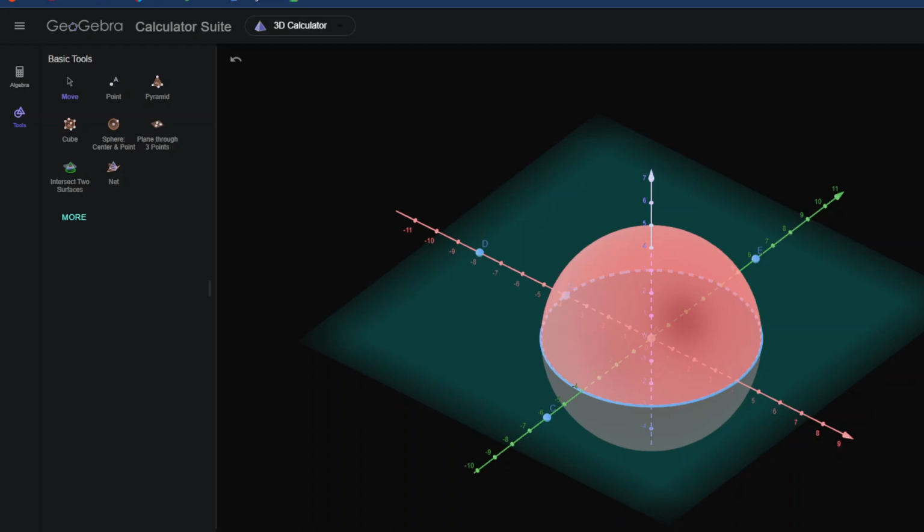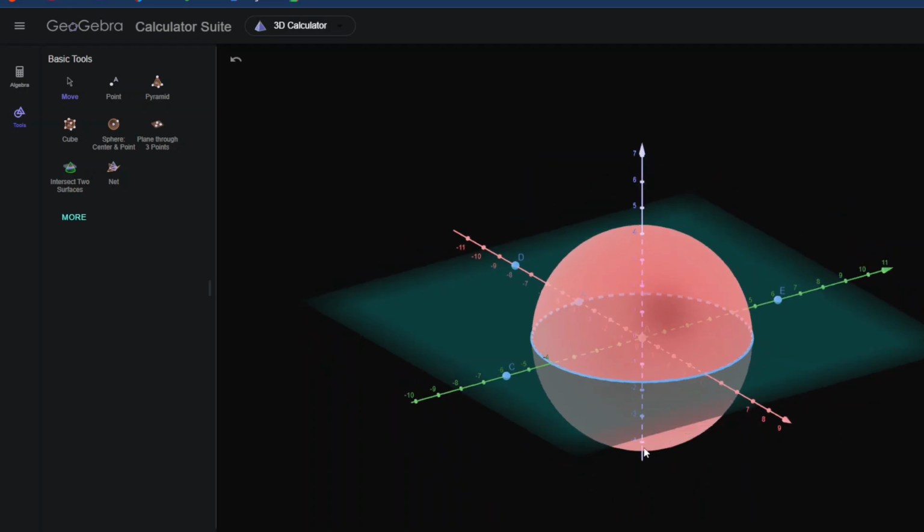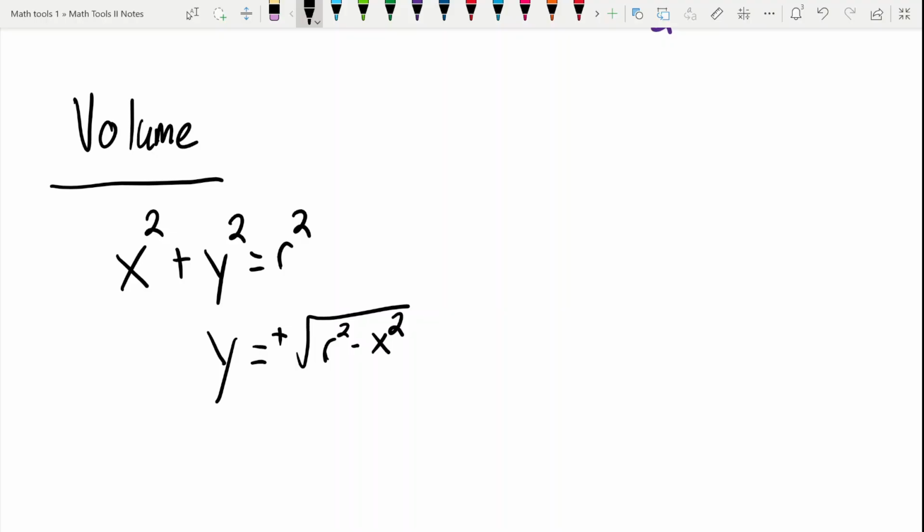Anyway, so we want to take that and we want to integrate it from the bottom of the sphere to the top of the sphere, which is going to be negative r to r, because that's what the radius of this sphere would be, right? The radius of the sphere would be the same as the radius of the cross section of the circle. So the formula for the area of a circle, of course, is pi r squared.